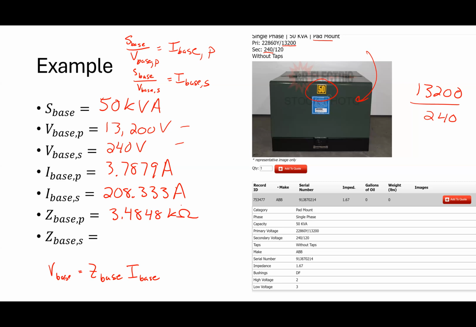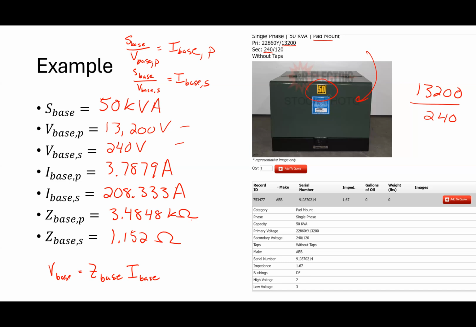Now, to do it on the secondary side, I can use that same thing, V equals I times Z, but I can also use what to get to the secondary side? Turns ratio squared if I'm doing an impedance transformation. So it's going to be a lot smaller. This guy ends up being 1.152 ohms, all right? It ends up being quite a bit smaller.